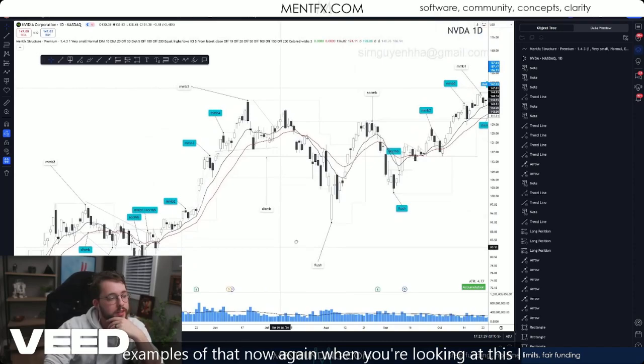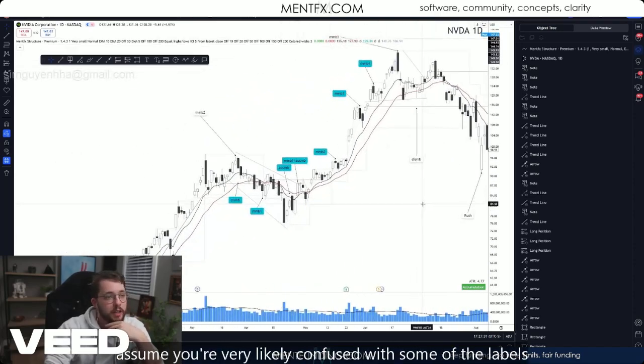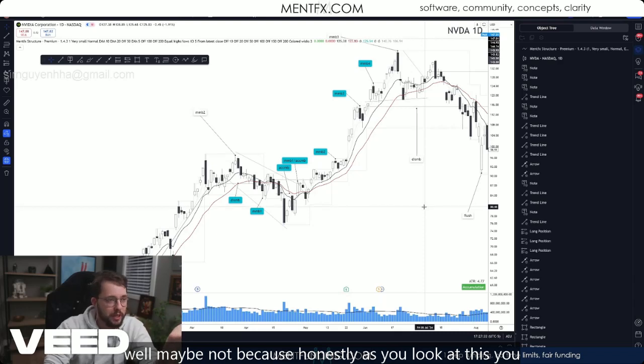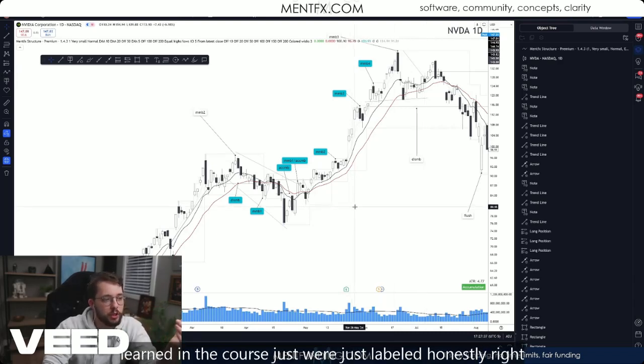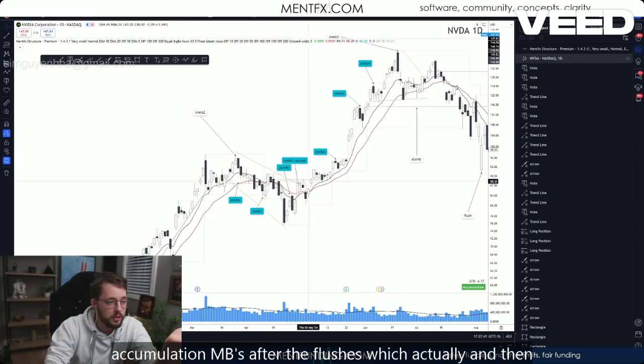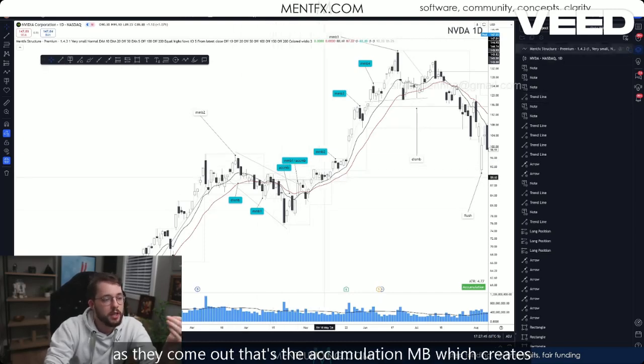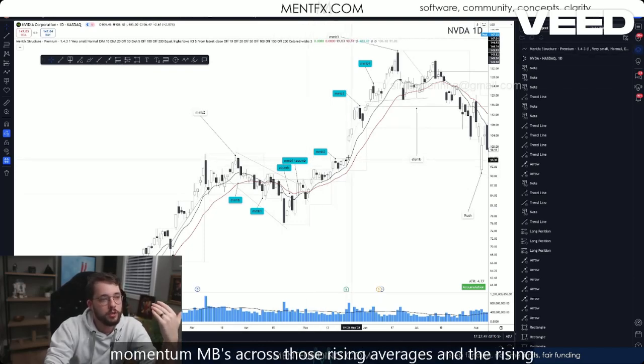Now, again, when you're looking at this, I assume you're very likely confused with some of the labels. Well, maybe not, because as you look at this, you should be able to see the exact same things you've already learned in the course, just labeled. Accumulation MBs after the flushes, and then as they come out, that's the accumulation MB, which creates momentum MBs across those rising averages.